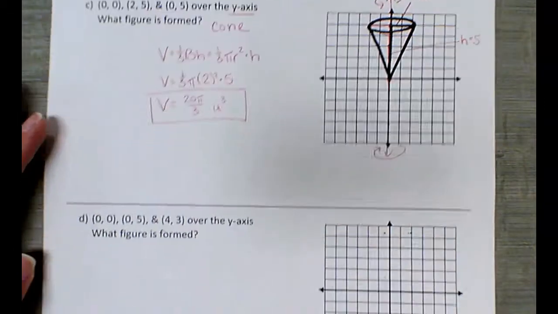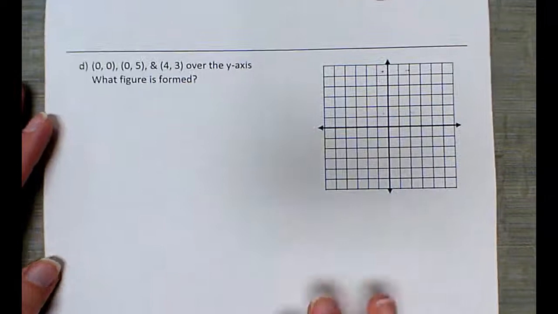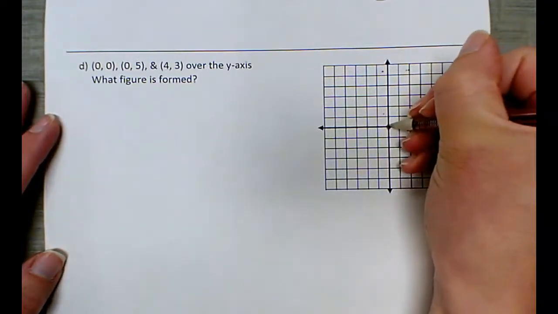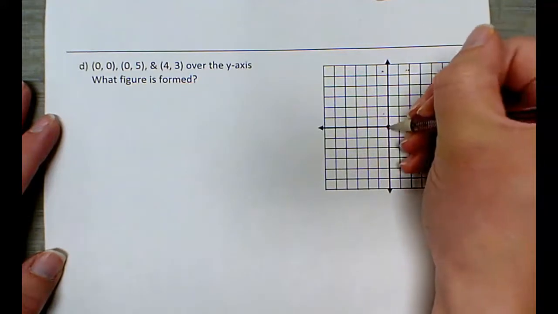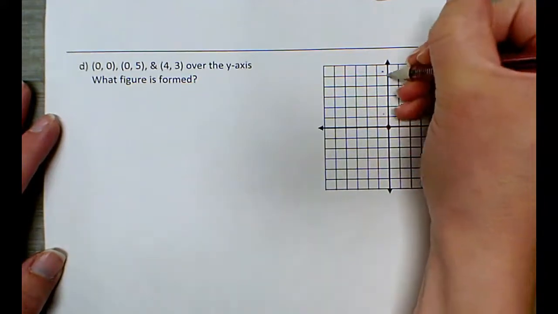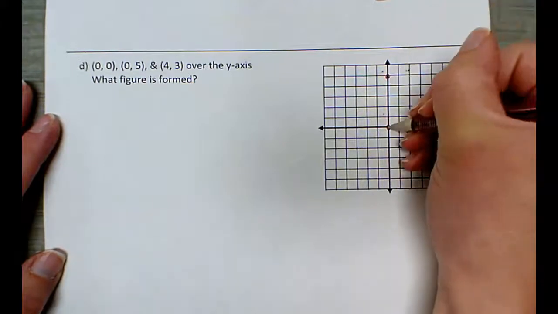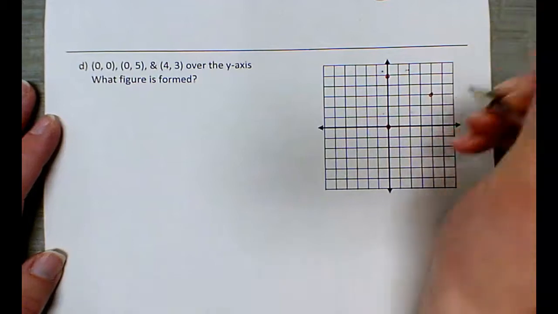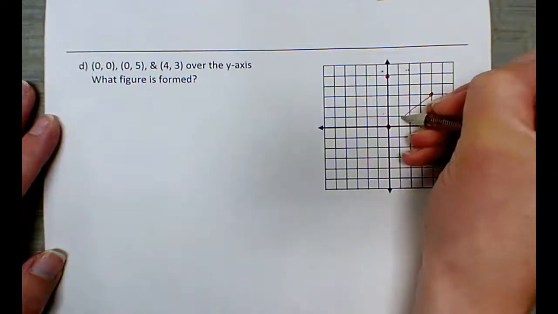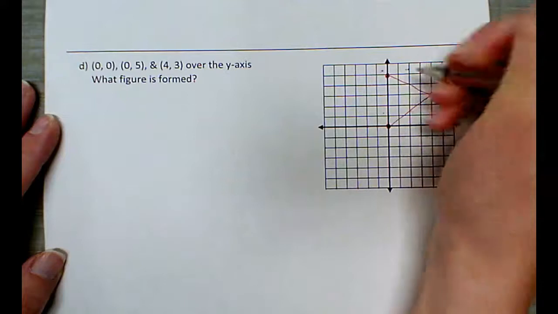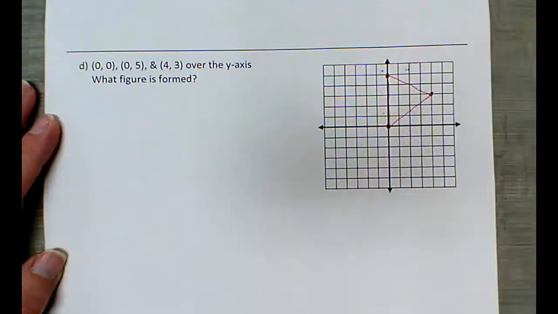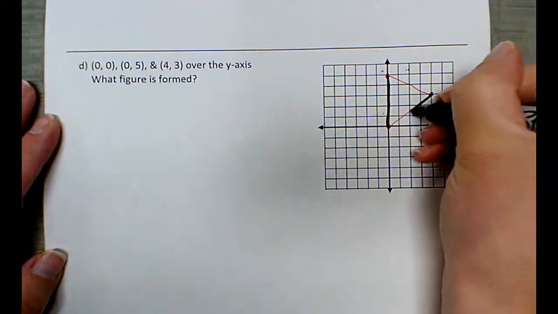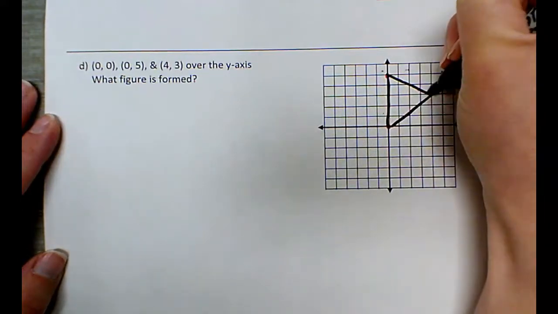Final problem today, example 1D. We have 3 points, so we're going to graph the point 0, 0 and 0, 5, 1, 2, 3, 4, 5, and the point 4, 3, 1, 2, 3, 4, 1, 2, 3. So knowing that I have 3 vertices means that my original figure created is going to be a triangle. So let me go over this and bold it a little bit. Okay.